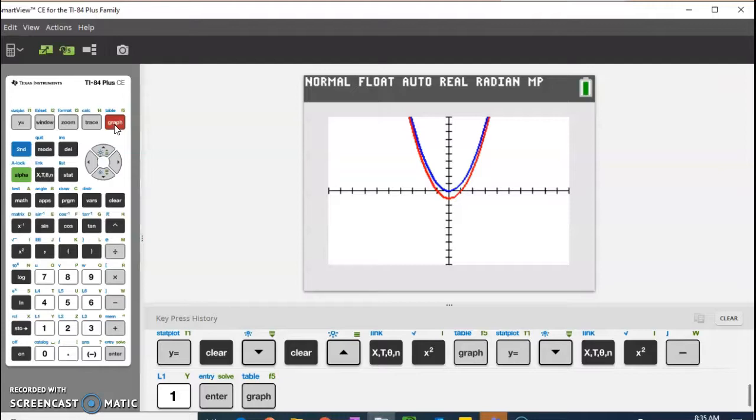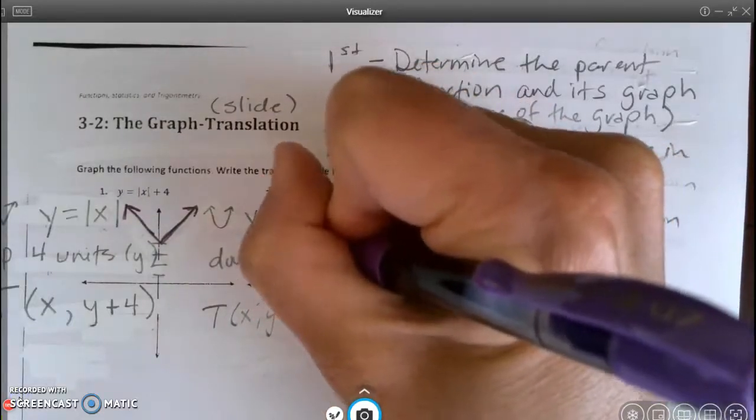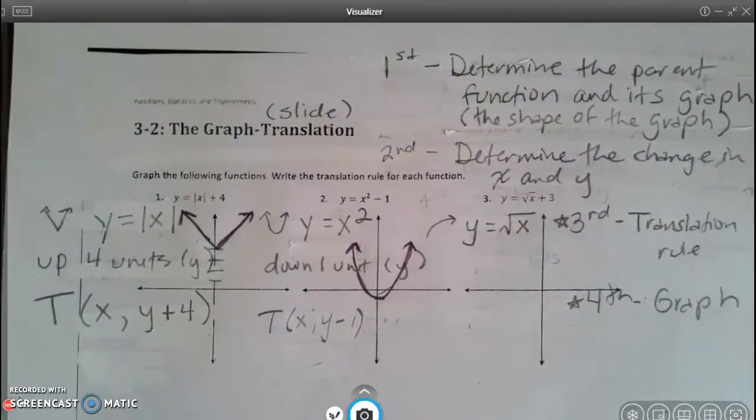So I'm going to go ahead and write my translation rule. It's saying I'm going to do nothing to the x, and the y is going down 1 unit. So I'm going to go down 1 unit, and I'm going to draw that quadratic. Let's see if I can get maybe another color so that those graphs, because I've got so much on my paper, can show up a little bit better. There we go. So we wrote that it was down 1 unit, and there was my graph. Sorry, it's getting a little messy.